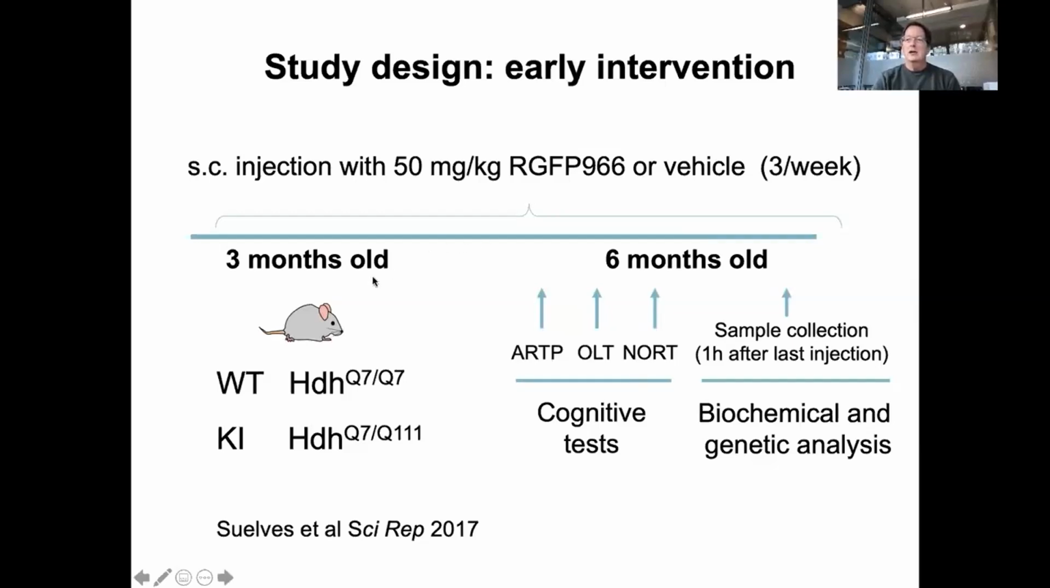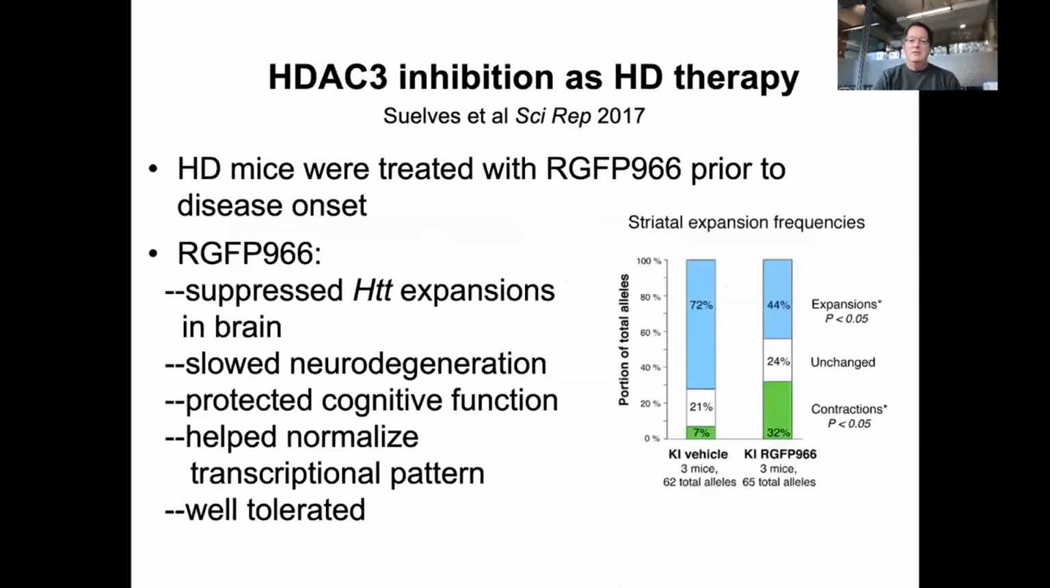We're going to do this looking in these mice before the onset of symptoms, and treat for 3 months, and then measure both the molecular and the cognitive outcomes in the mice. And so we had a bunch of outcomes. Here's the one that's relevant for this presentation. This is looking at expansion frequencies in the striatum.